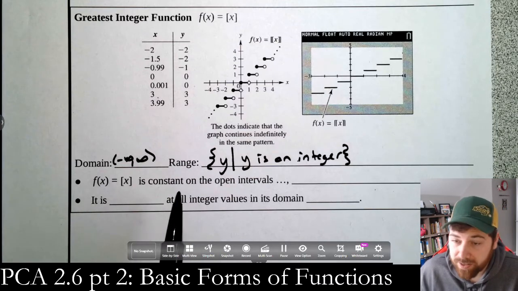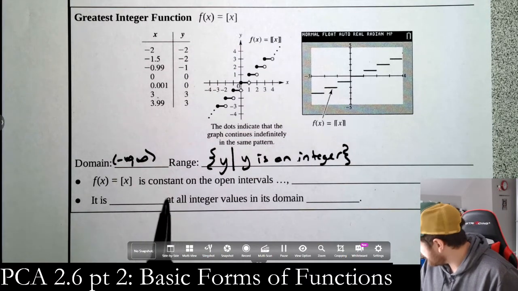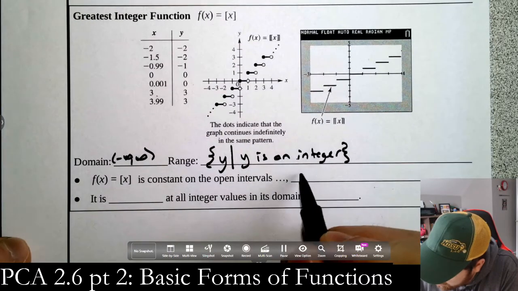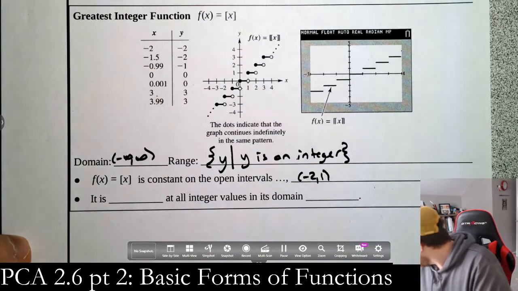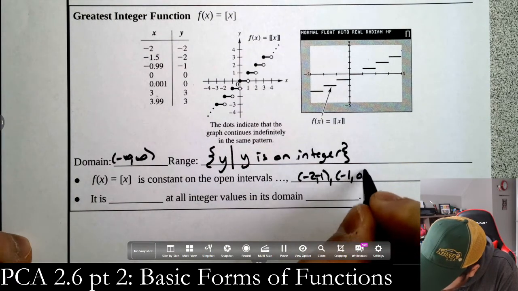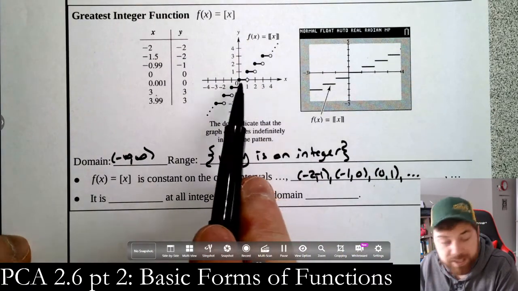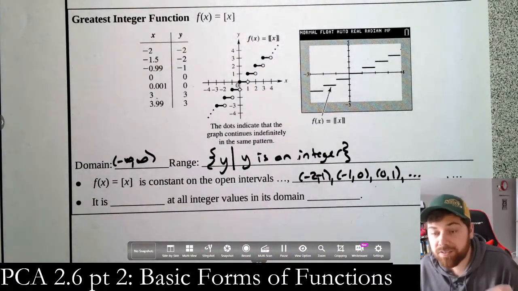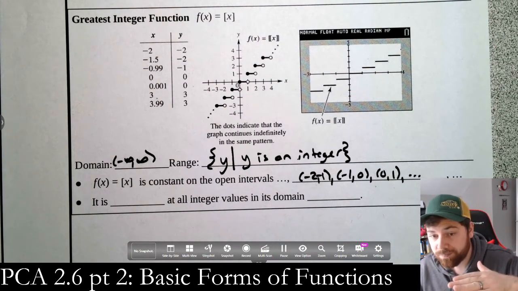Now, it's constant on all the open intervals. Okay? So it's kind of important. It's not increasing or decreasing, but the open intervals are going to be like, for example, -2 to -1, -1 to 0, 0 to 1, and so on, right? So you pick all these open intervals, it's going to be constant on there. It's never increasing, never decreasing, okay? So it's always just a flat line.